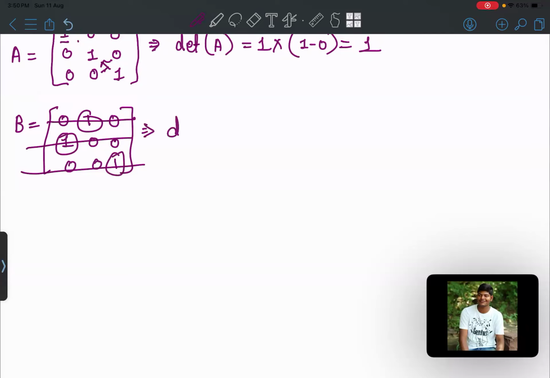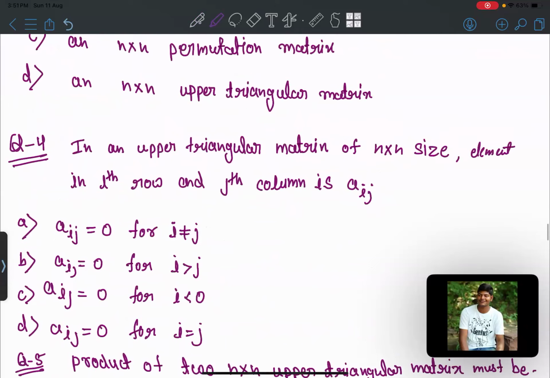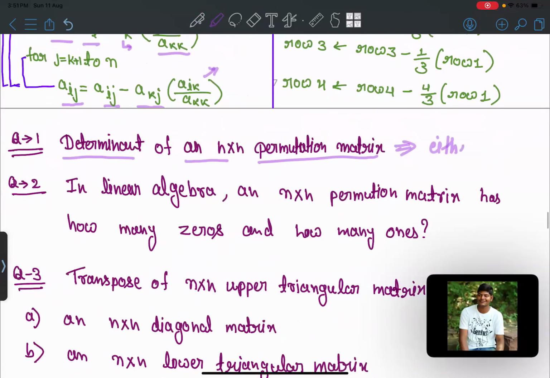So if I find the determinant of B, that will lead to 0 plus minus 1 multiplied by the cofactor of this term. This will be multiplied by this and this will be multiplied by this. So 1 minus 0 will lead to minus 1. So the determinant of a permutation matrix will be either 1 or minus 1.